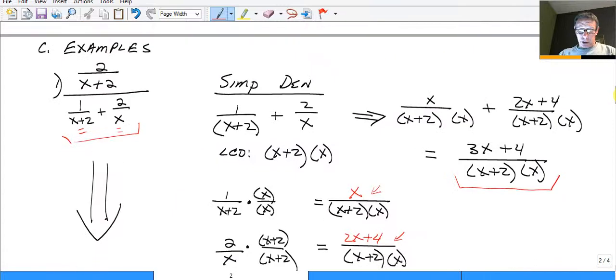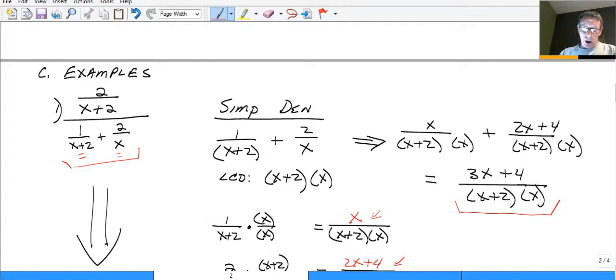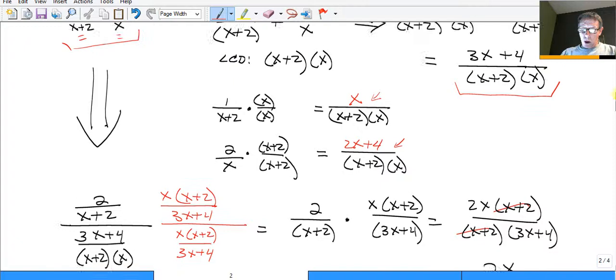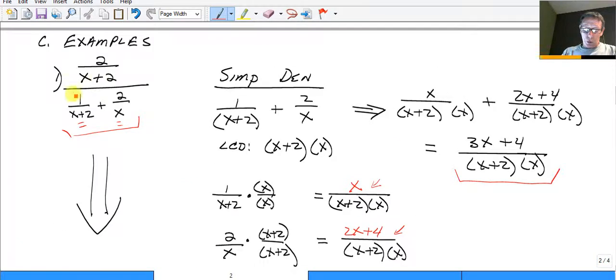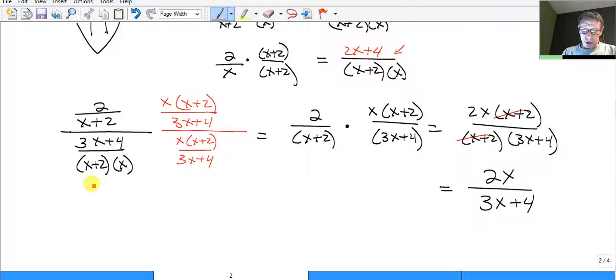Okay, now let's look at the numerator. Fortunately, the numerator, we need to have that be one fraction, and it already is. It's 2 over x plus 2. It's not added to any other terms, so that one's good to go. So what I did is I took this 2 over x plus 2, and this denominator now is replaced by the new denominator that I have here. So here is this modified fraction.